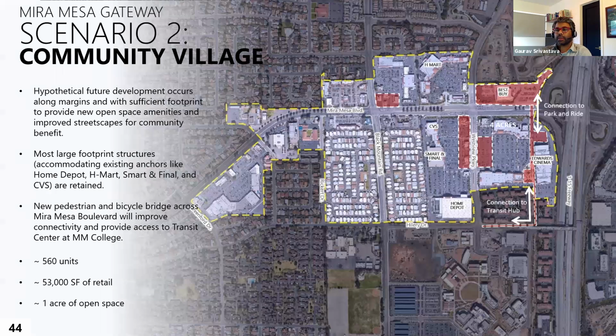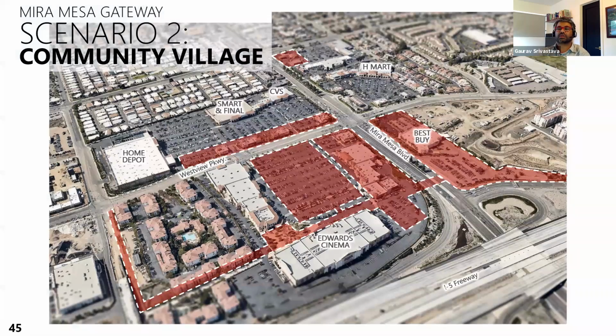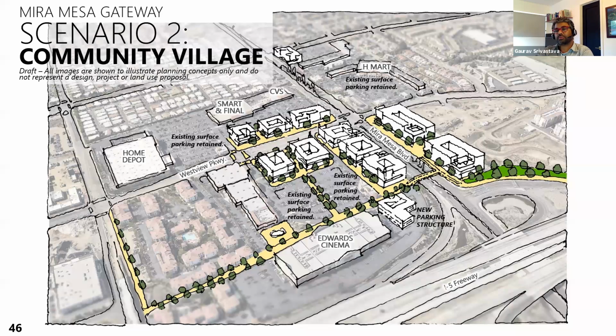We also want to emphasize the connections that these new developments might have and be served by adjacency to the park and ride facility north of Mira Mesa Boulevard and to the transit hub at Miramar College. And there is a new connection that we would like to propose and think about to make that connection a more usable connection. So that's a new pedestrian and bicycle bridge that would sit above Mira Mesa Boulevard, just south of the park and ride facility.